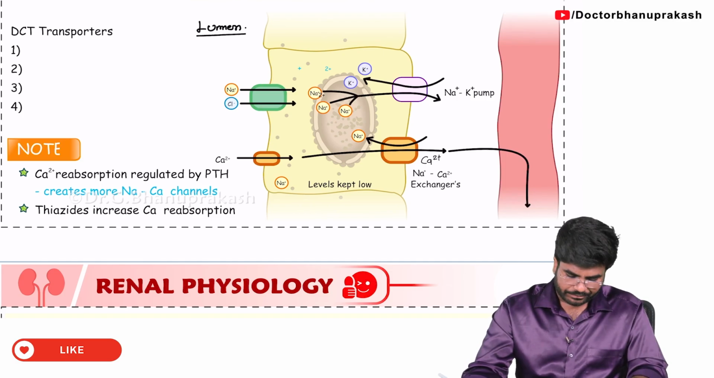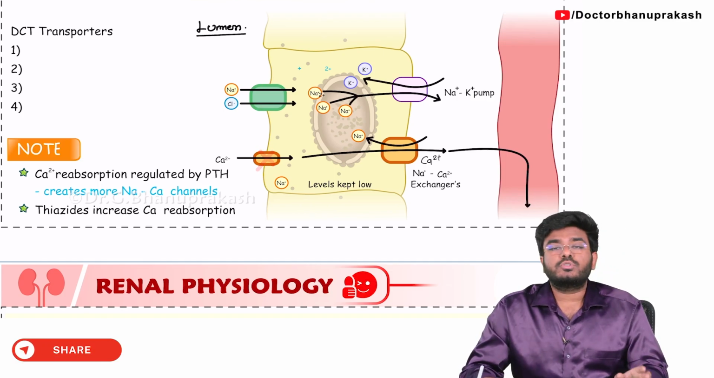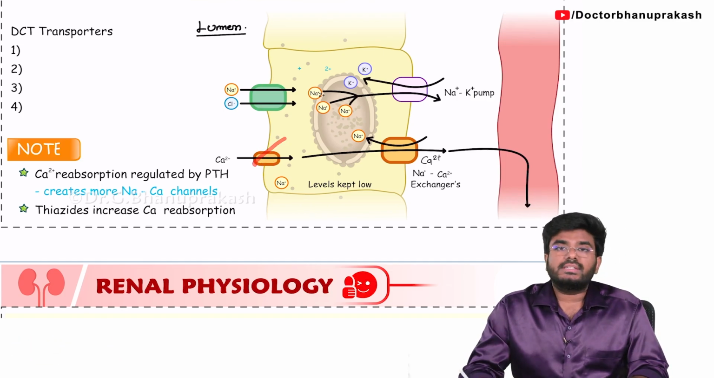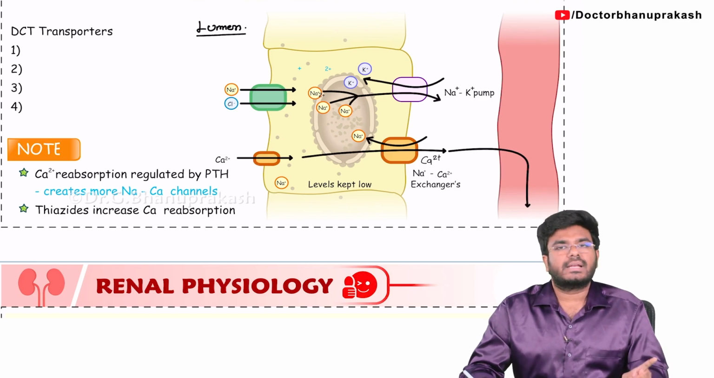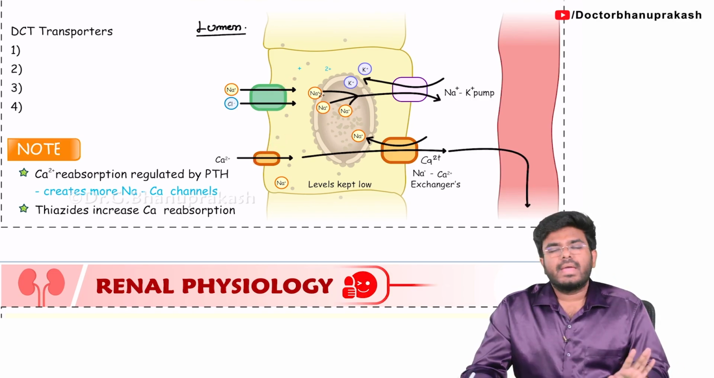Okay. Next step. The transporter which helps in the reabsorption of calcium is called the TRPV5 channel. Okay, TRPV5 calcium channel, transient receptor potential vanilloid calcium channel number 5. Two channels are there.